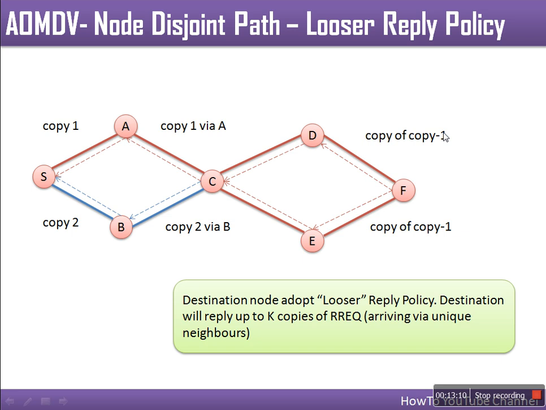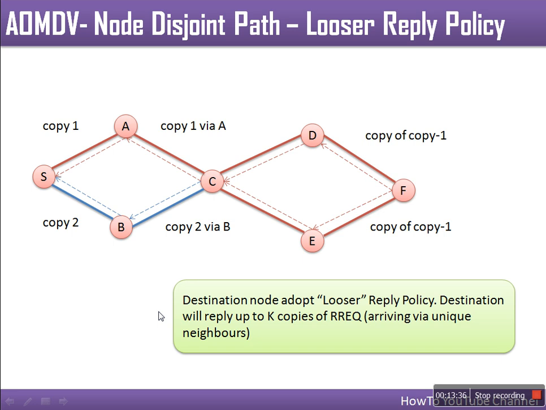So one copy will be sent via this route, and one copy will be sent via this route, because the destination is having multiple routes, so each copy will be sent to one path. Now here this node is actually receiving two route reply packets, and this node is having two options: either it can send data using this path or using this path.